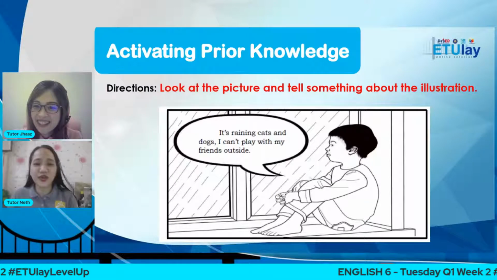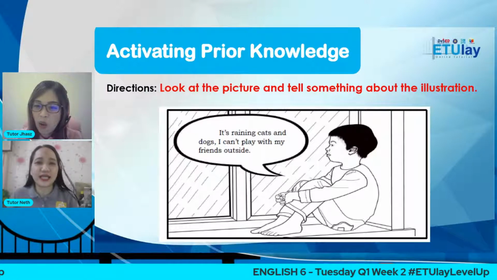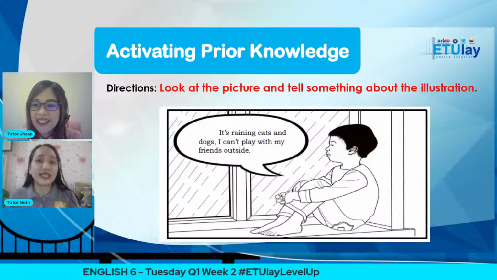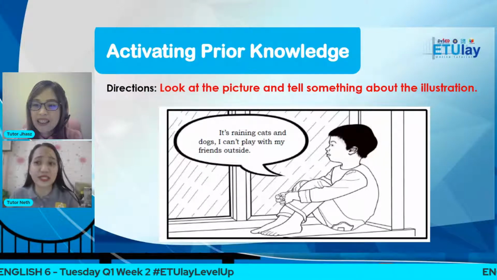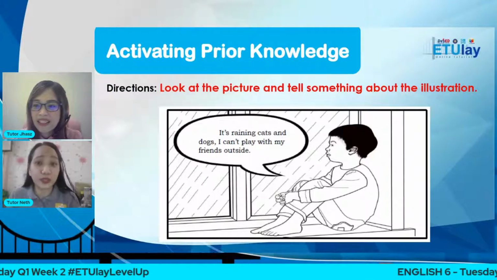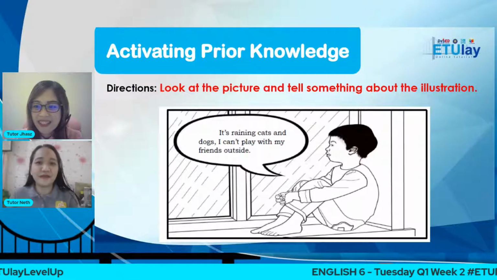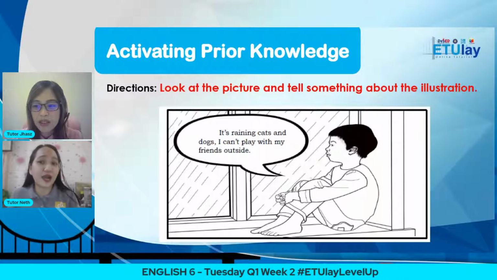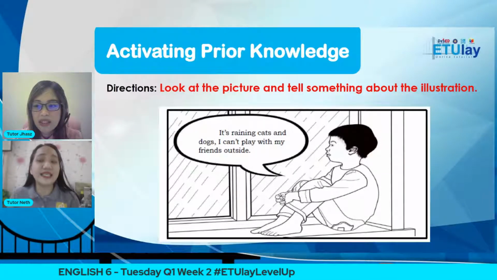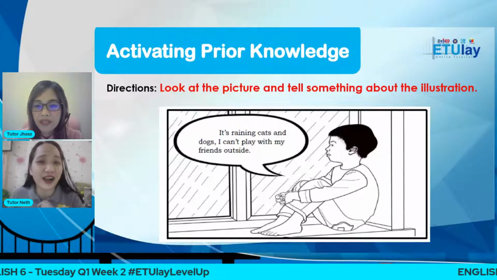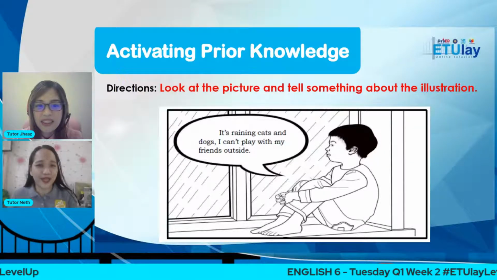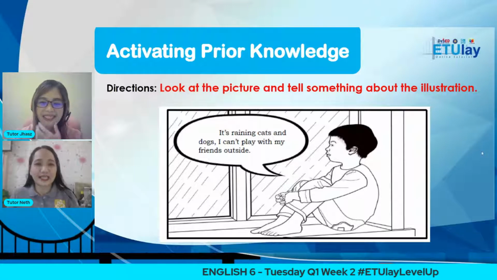Okay. So what is this called? This picture says that it is raining cats and dogs. As you can see, the boy is somewhat lonely, right? It's because the boy can't go outside or play outside since it rains very hard. So the rain is very strong. Okay? So very good. Nice answer.